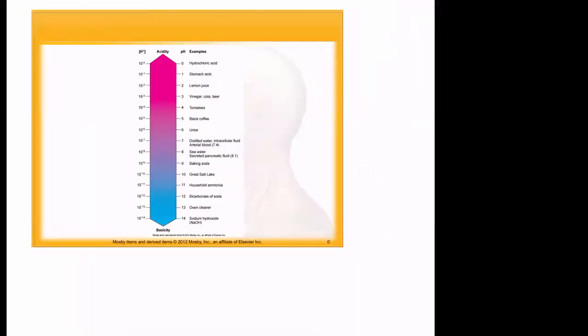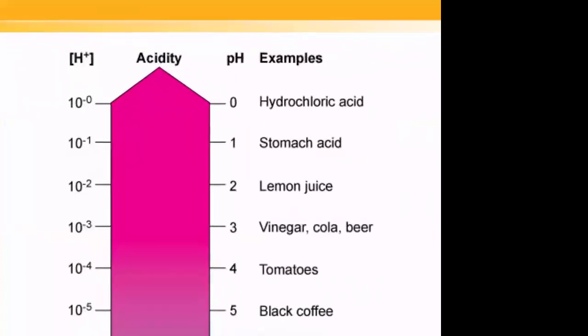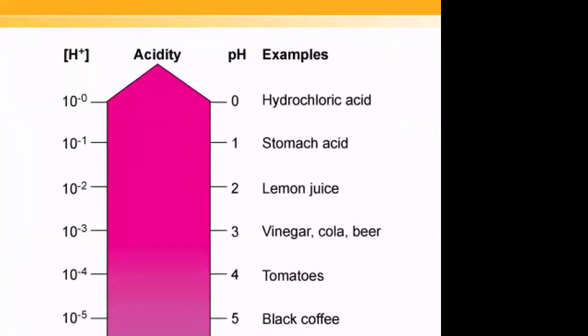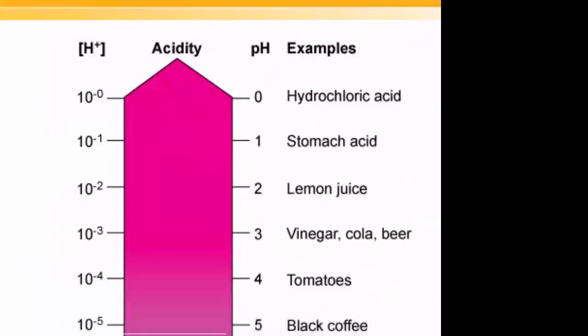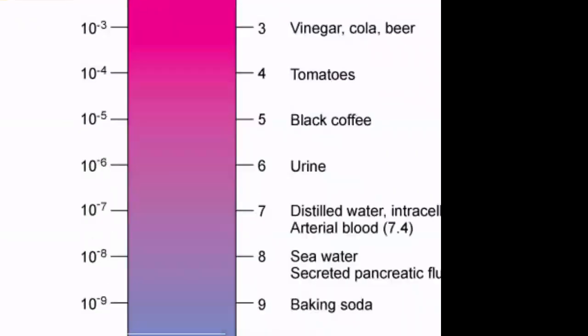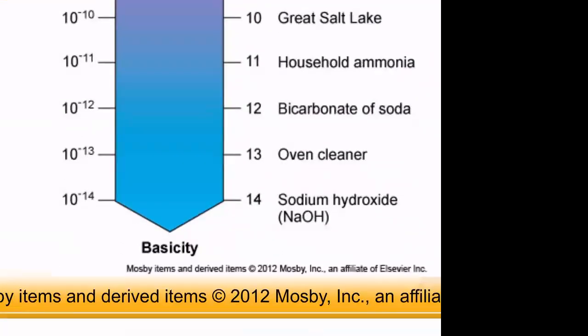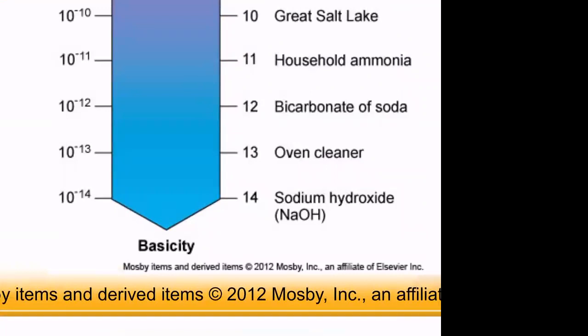And finally, the pH scale, as we've seen it in the past, as the number gets lower, there's an increase in protons, the hydrogen ions. That becomes more acidic, and alkaline or basic, as the number gets higher.